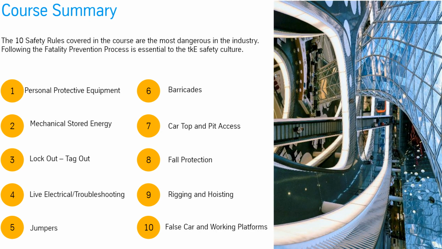The 10 safety rules covered in the course are the most dangerous in the industry. Following the fatality prevention process is essential to the TCA safety culture. Personal protective equipment. Mechanical stored energy. Lockout, tagout. Live electrical/troubleshooting. Jumpers. Barricades. Car top and pit access. Fall protection. Rigging and hoisting. False car and working platforms.